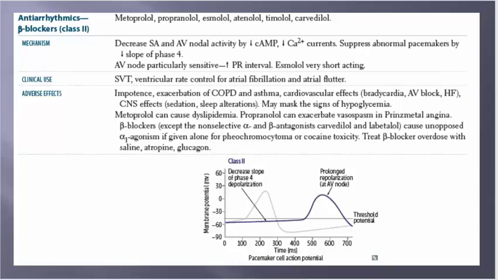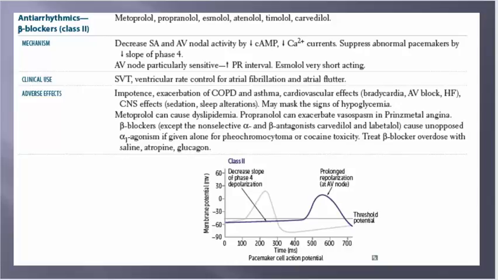Then we have antiarrhythmics, beta blockers, class 2: metoprolol, propranolol, esmolol, atenolol, timolol, and carvedilol. Beta blockers decrease your SA and AV nodal activity by decreasing cAMP and calcium currents, and suppress abnormal pacemakers by decreasing the slope of phase 4. The AV node is particularly sensitive, so you have an increase in PR interval.